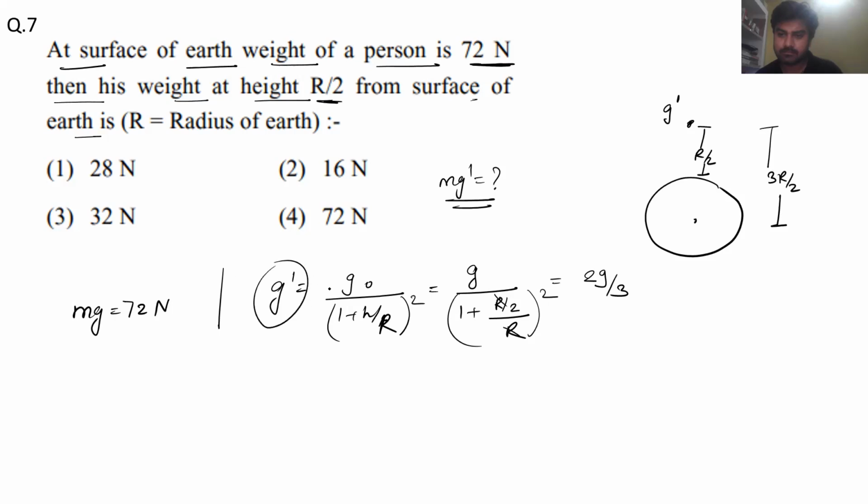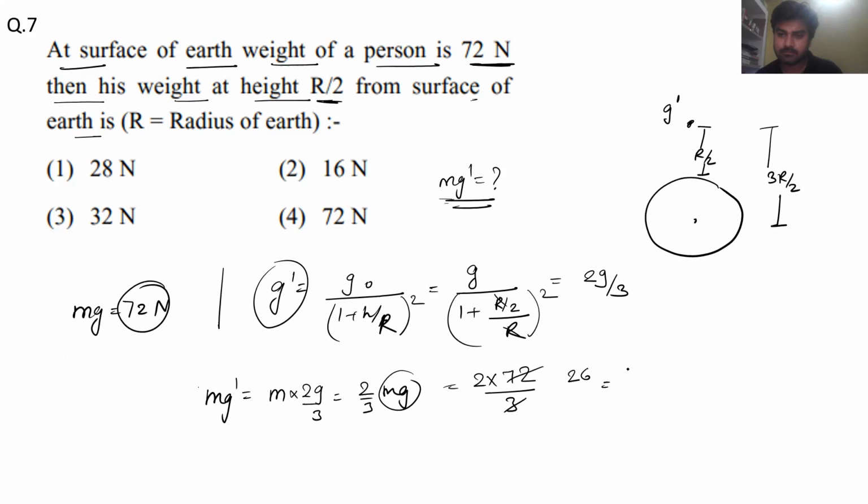That means if I want to find mg dash, it will be m into 2g by 3. Okay, let's do it. We will directly substitute. Mg dash is m into 2g by 3, or I can write 2 by 3 mg. What is the value of mg? 72. 2 into 72 by 3, so it will be... sorry, it will not be 26. 2 by 3.